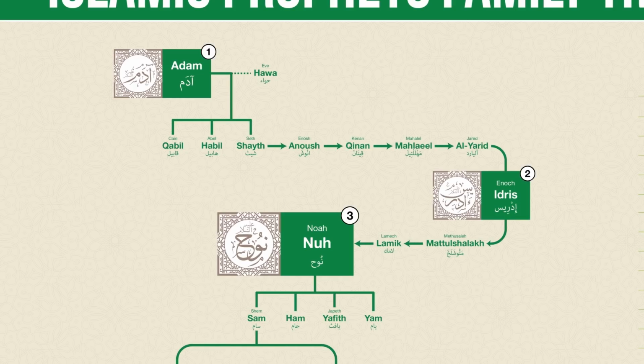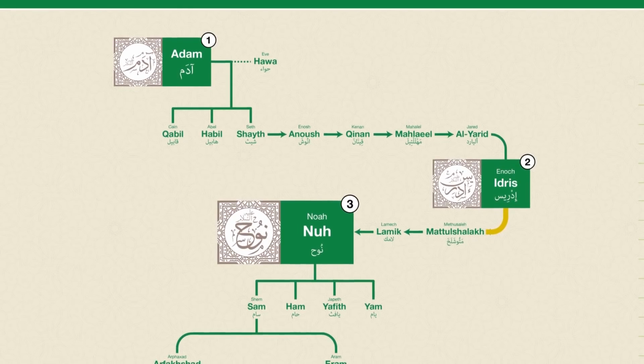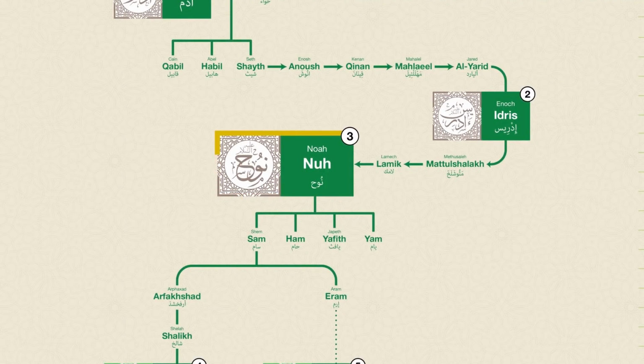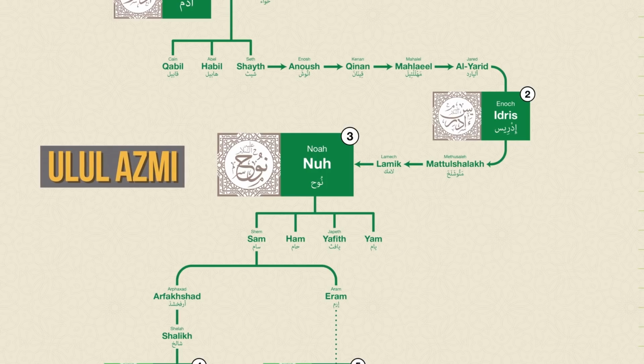According to Islamic tradition, Idris was the first human to use a pen, and the first to pursue astronomy and other sciences. He was also the great-grandfather of Nuh, better known in the West as Noah. You'll notice that I made Nuh's box a little bigger, as well as several of the other later boxes, such as Ibrahim's and Musa's. This is because these prophets are known as the Ulul Azmi, or arch-prophets. Ulul Azmi literally means the unwavering ones, and out of the 25, only 5 are given this special designation.